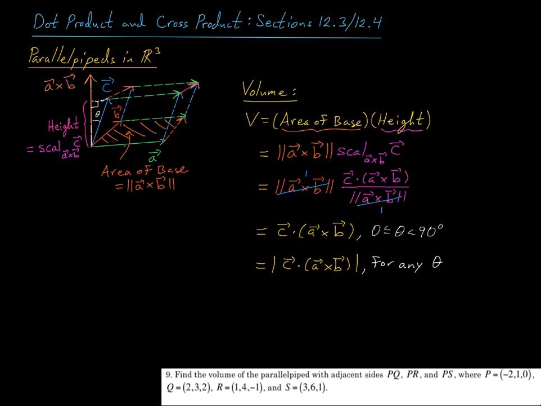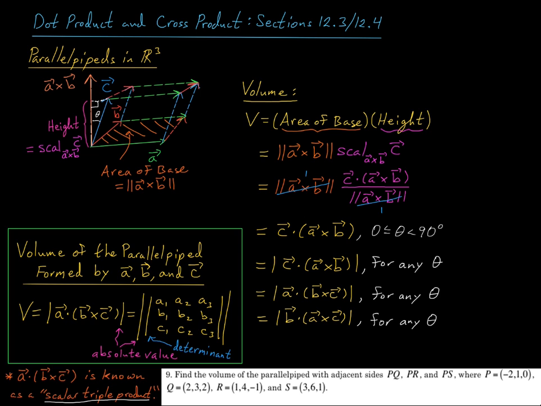Cool. Now the last thing I want to say is that for this particular diagram, I chose the base of the box to be the parallelogram formed by A and B, but I just as well could consider the base of the box to be this parallelogram formed by B and C, or this parallelogram formed by A and C. So if I permute the vectors around, all of these products are going to give me the same volume.